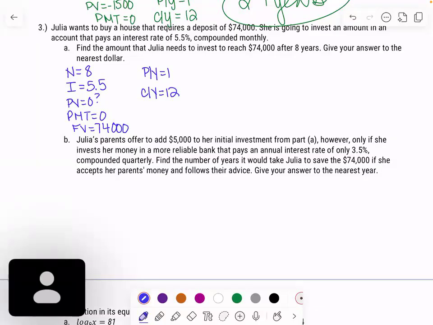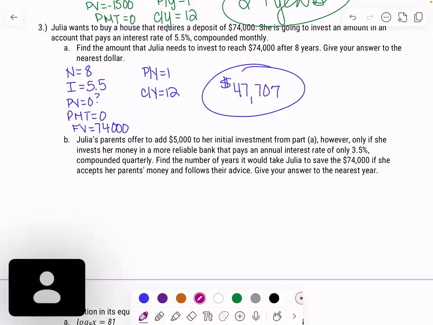So I'm going to go back up to present value and do alpha enter. When you do that, you should get $47,706.63, but it says give your answer to the nearest dollar. So I'm going to round that to 7. All right.